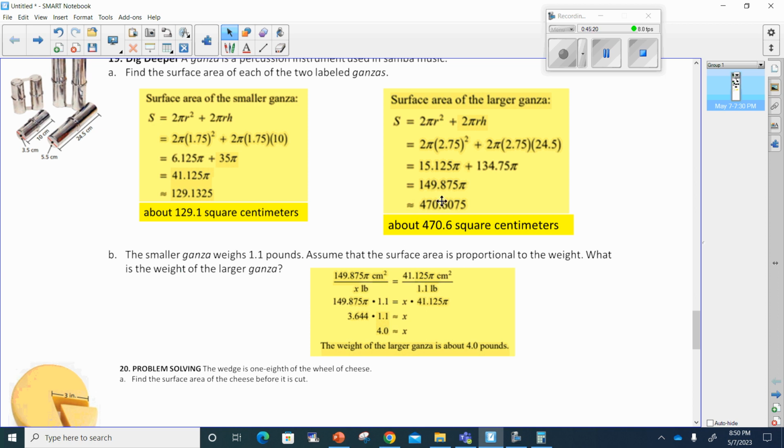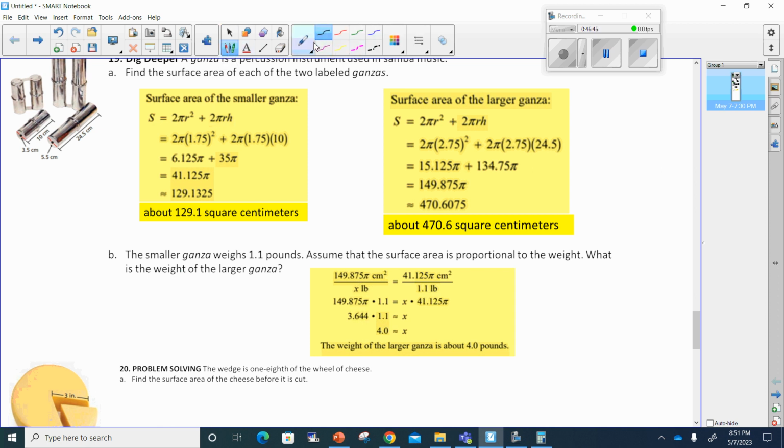The bigger one was about 149.875 pi, right? So we're putting that over x. You might have wondered why we put it to pi. We're just making it a little easier when we do the math later. We're cross multiplying here, right? We're taking 149.875 and multiplying it to 1.1.